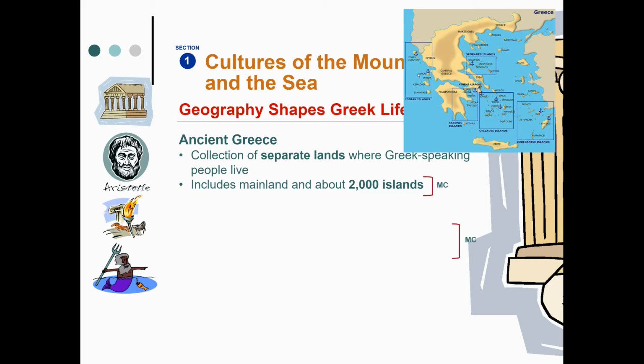So in ancient Greece, the people there didn't refer to themselves as Greeks and didn't think of themselves as a unit. They weren't unified in ancient Greece. Instead, from one island to the next, they would have identified much more locally with their language and their community. So it's a collection of a lot of separate lands where Greek-speaking people lived, but they weren't very unified, and more than 2,000 islands were dotted throughout this part of the Mediterranean that were making up the Greeks.